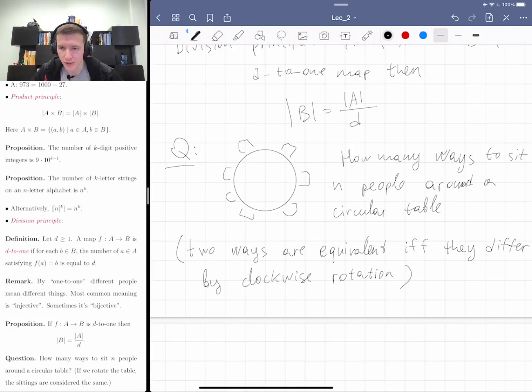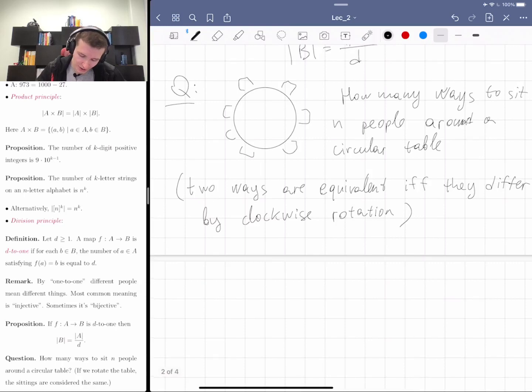Okay, there is an answer, n minus 1 factorial. Yeah, that's true. The answer is n minus 1 factorial. And how do you see that it's n minus 1 factorial? N factorial divided by n. Okay, yeah, that's a good explanation. So it's n factorial divided by n.